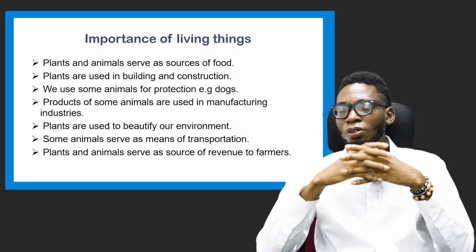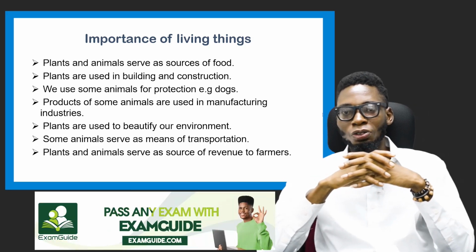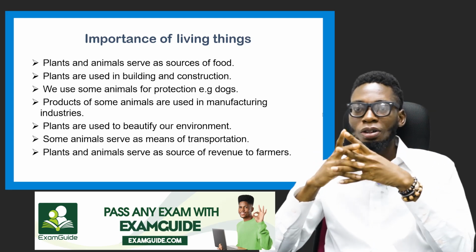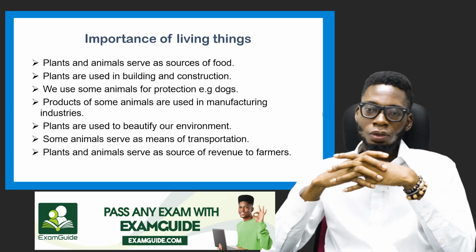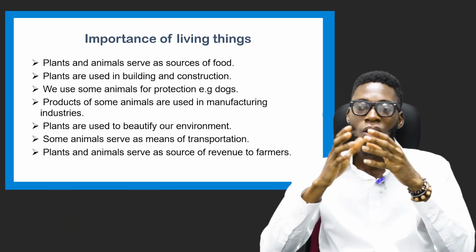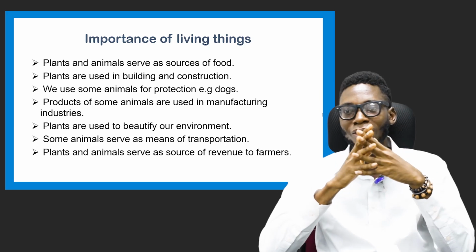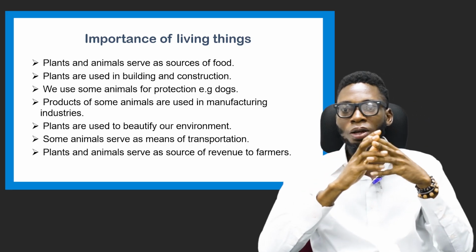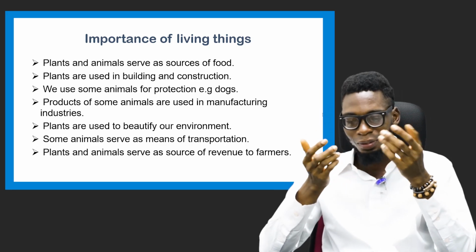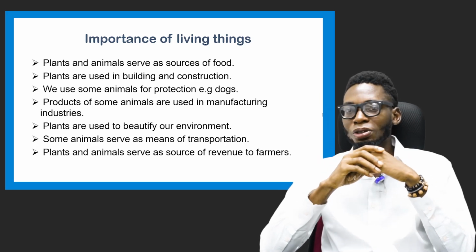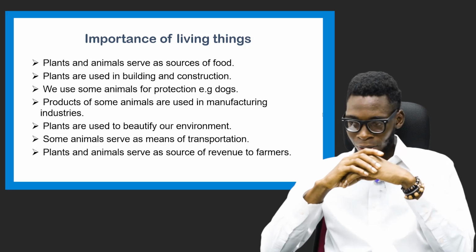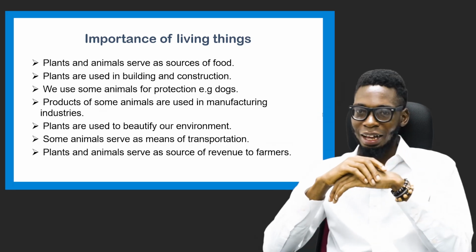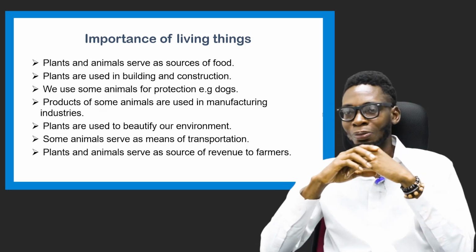Now, some products of animals are used in manufacturing industries to give rise to finished products. For example, milk gotten from cow and goat is used in manufacturing industries. Also, the skin of animals could be used to make clothes and shoes. All right. Plants are also used to beautify our environment. When we plant flowers, these flowers are attractive and they make our environment very beautiful.